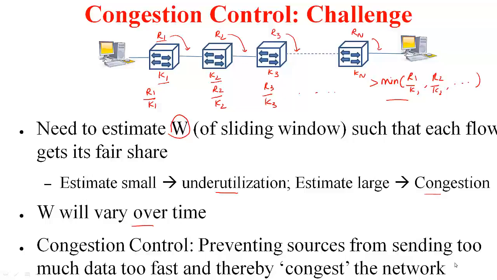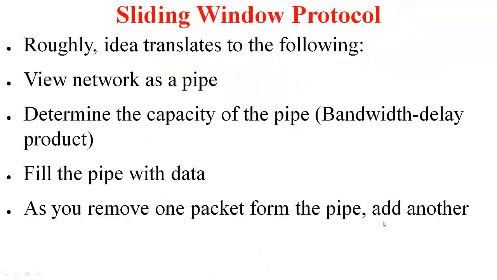So that is where the term congestion control arises. You basically want to prevent these sources from sending too much data too fast and thereby congesting the network. Since we are making use of the sliding window protocol to send data, let's spend a little bit of time understanding what this protocol does. So this is a quick summary.